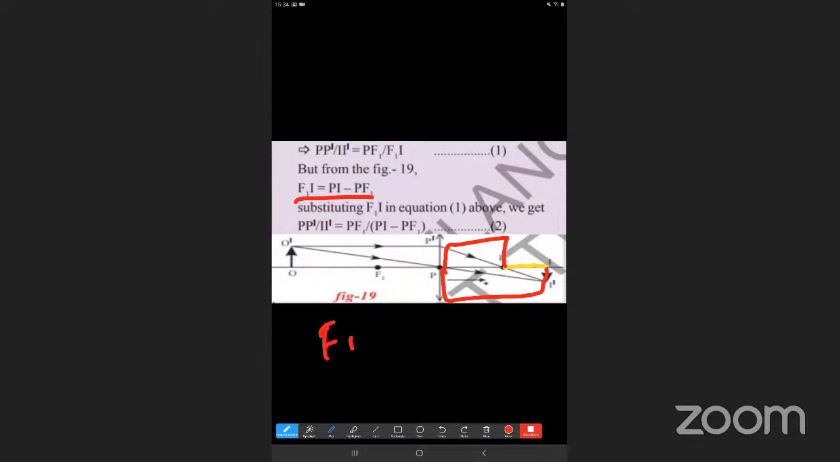Now substitute this value in equation 1. What is equation 1? P'I' equals PF1 by F1I. Instead of F1I, we substitute this value. So P'I' equals PF1 by PI minus PF1. Take this as equation 2.